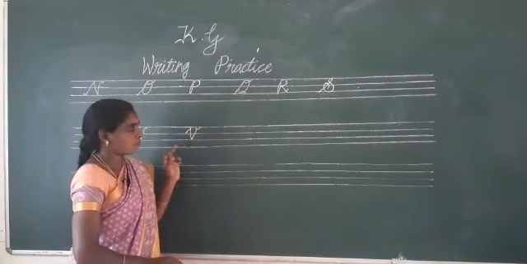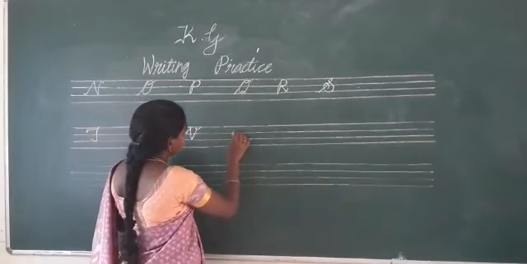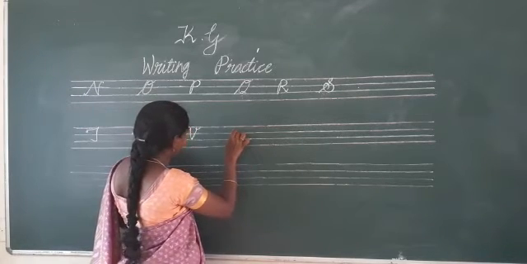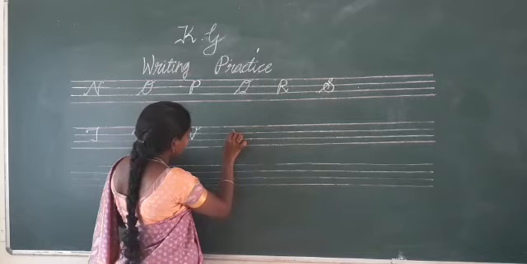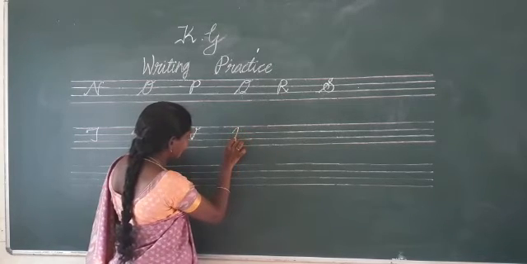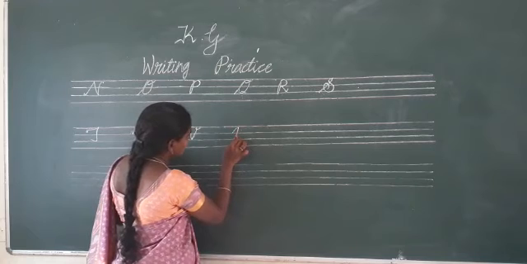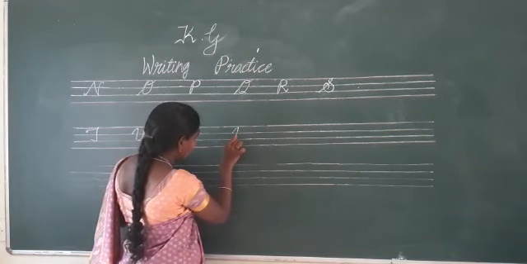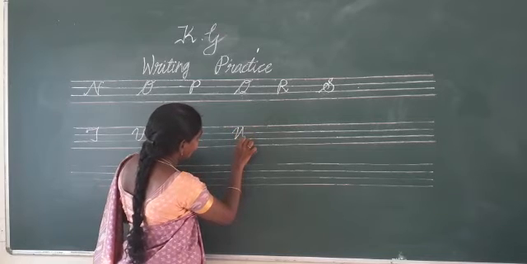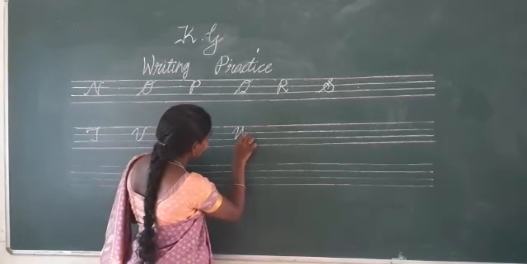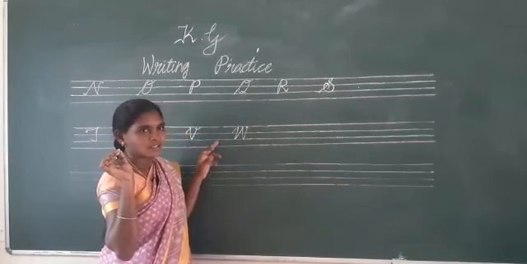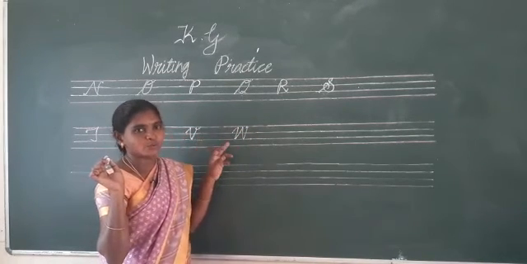Okay children, next to V is W. How to draw W? The same way, a small slanting in the middle and a slanting, and the slanting moves from downwards to upwards and again comes downward and again the slanting goes upwards with a small loop. Okay children, this is letter W.